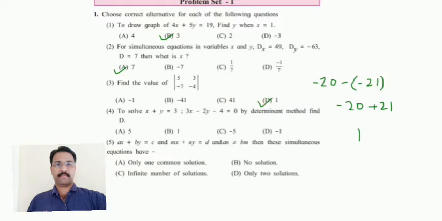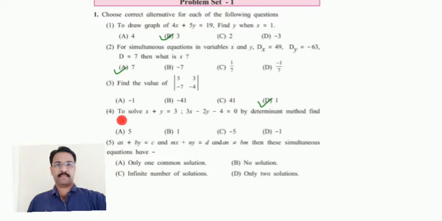Now we'll take the next one, that is the fourth one. See friends, in the fourth one, to solve x plus y equal to 3, and here 3x minus 2y minus 4 equal to 0. That means we have to take this minus 4 to this side. By the determinant method, find D. Do you know? D means what? D, Dx, Dy. Do you remember? D means 12, Dx 32, Dy 13.